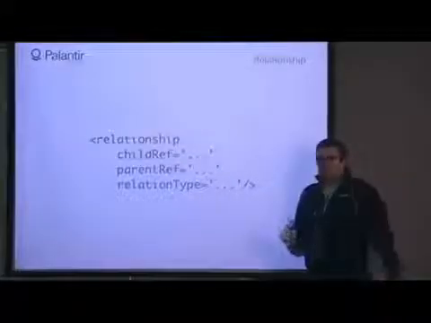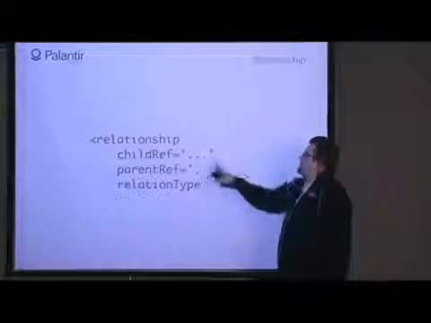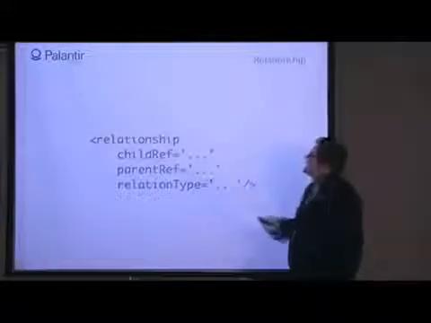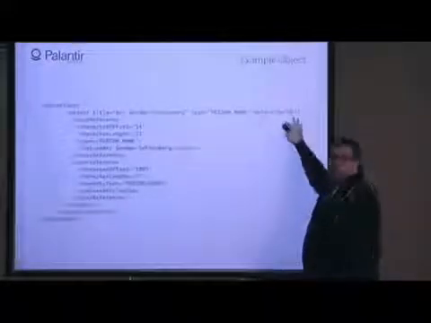Relationship is probably the simplest element in all of docxml. Again, it has a child, a parent reference, and a potential type, and it just links 2 objects together. The content of these references will be the IDs that we've seen in the previous slide, so obj1, obj2, that sort of thing.